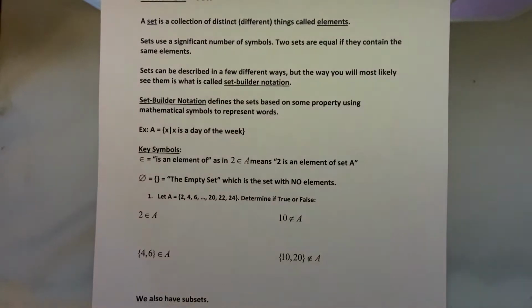Sets can use quite a large number of symbols. It turns out that mathematicians in the end are lazy and would like to convey the information with as little effort as possible, so they use a lot of symbols to represent words. Sets can be described in a few different ways. The main way you're most likely going to encounter them is what's called set builder notation.